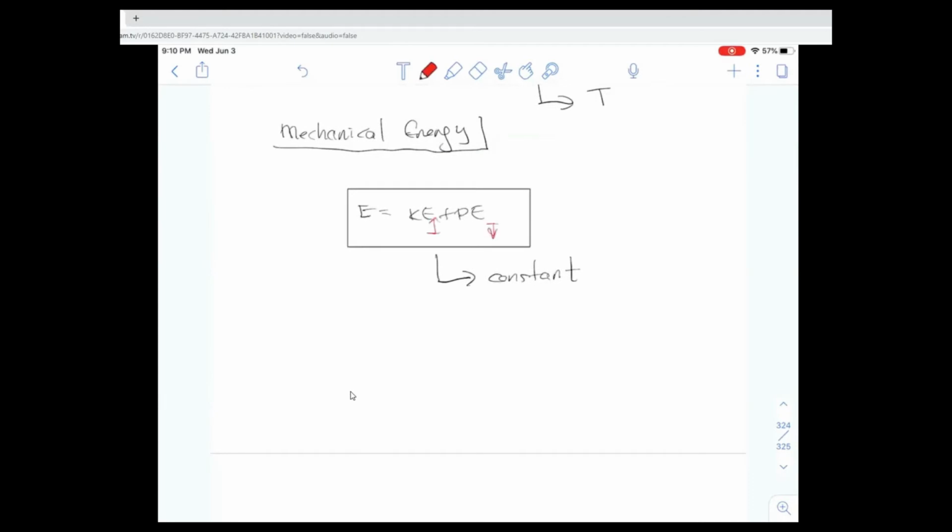Only if this is constant. Got it? If the mechanical energy is constant, the potential energy gets converted into kinetic energy. If you throw something up against gravity, as the potential energy goes up, the kinetic energy goes down. That means the kinetic energy gets converted into potential energy if the mechanical energy is constant.